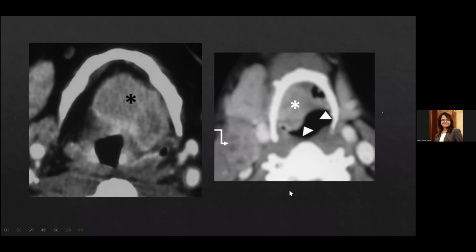So this is an example of involvement of the preepiglottic fat. As you can see here, the soft tissue in the preepiglottic fat. This is again a case of epiglottic CA, where this is basically the epiglottis, and there is compression of the vallecula on the right side, involvement of the preepiglottic fat, and extension into the glossoepiglottic fold.